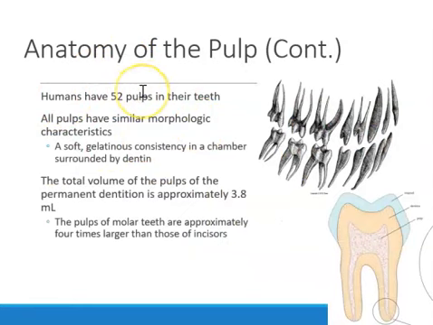So humans have 52 pulps in their teeth. How did we get 52? So there's 20 baby teeth, and there's 32 permanent or adult teeth. So if you combine 20 plus 32, you get 52. So altogether, we have 52 pulps in our teeth. And the pulps, they all look the same. They're soft. They have a gelatin type of consistency. In fact, if you take all the pulp out and you measure the volume of the pulp, it's 3.8 milliliters in adult teeth. So in permanent dentition, 3.8 milliliters. That's how much pulp we have.